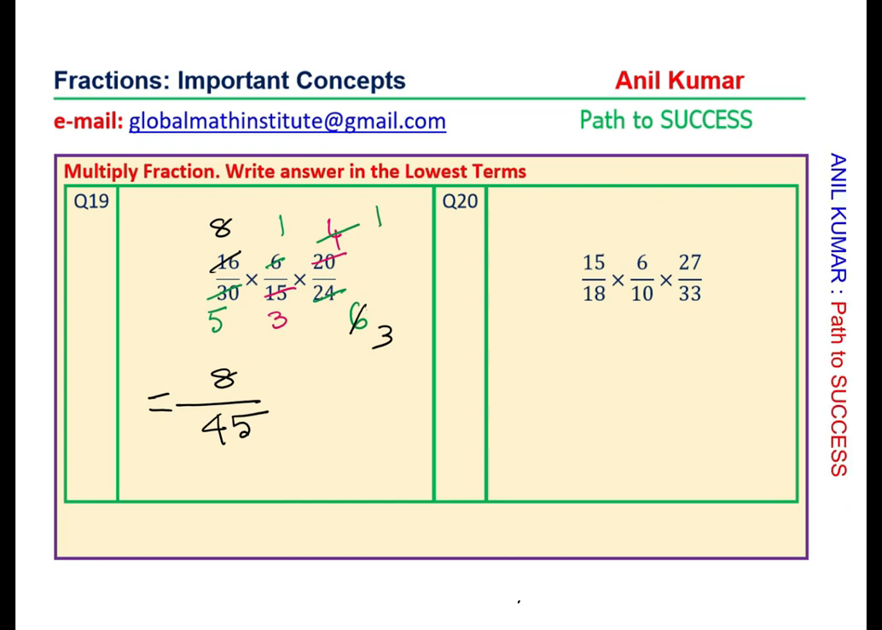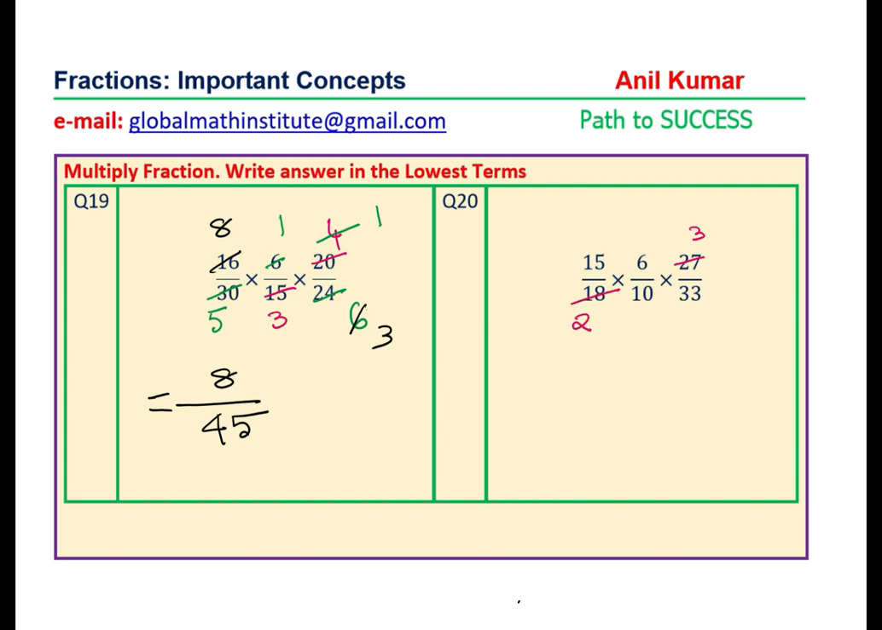Now, as you can see, we could have simplified in a different way. So any way you do it, the final answer will be the same. That is important. Next question, the last question for us, is 15 divided by 18 times 6 divided by 10 times 27 divided by 33. So 27 is 9 times 3. You can divide by 9 and by 3. So let's do 9 times 3 and 9 times 2 as 18, right?